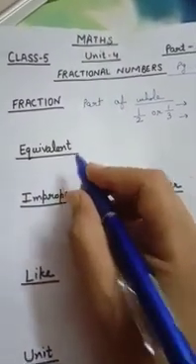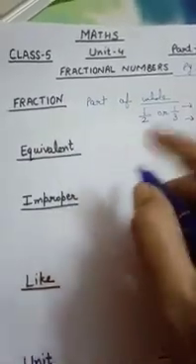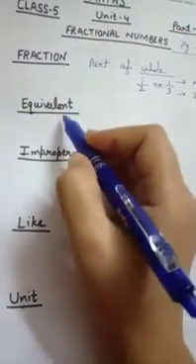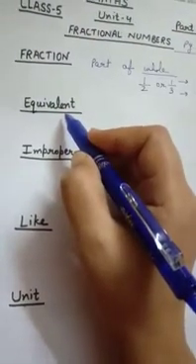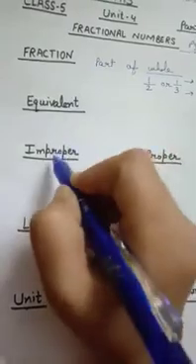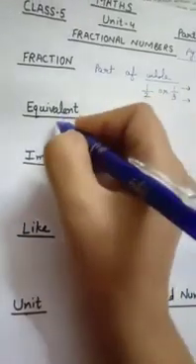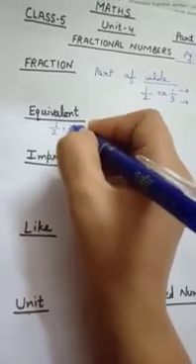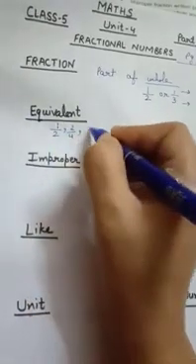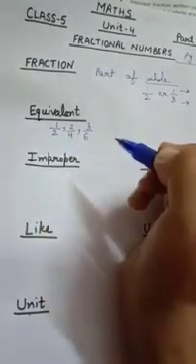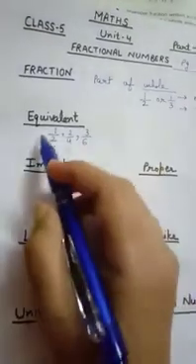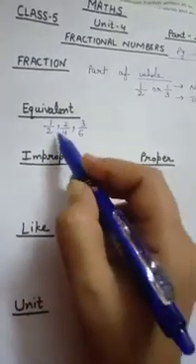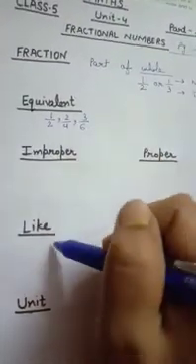First is equivalent fractions. Equivalent fractions are those which express the value of the same part of a whole. For example, one chocolate divided among two, or two chocolates divided among four, or three chocolates divided among 6 persons. These express the value of the same part of a chocolate, so these are called equivalent fractions.